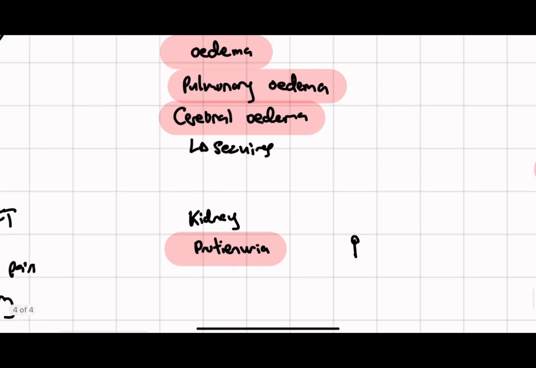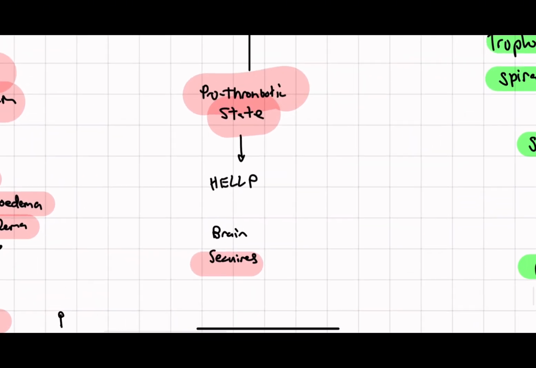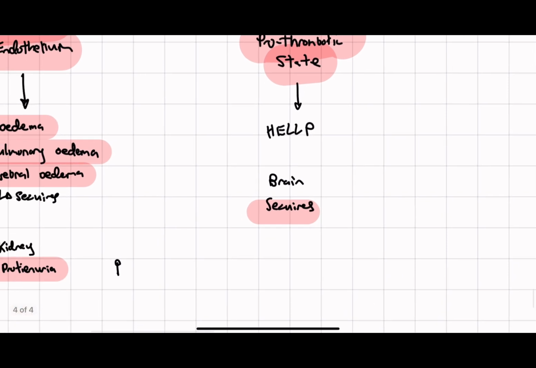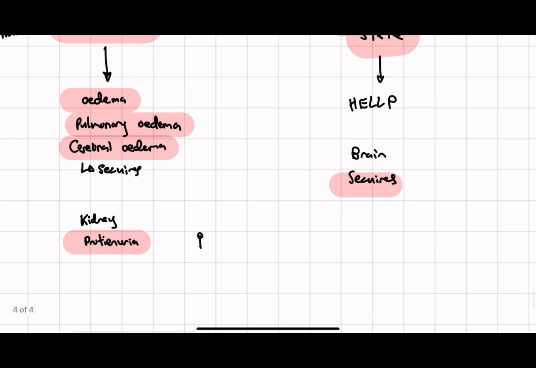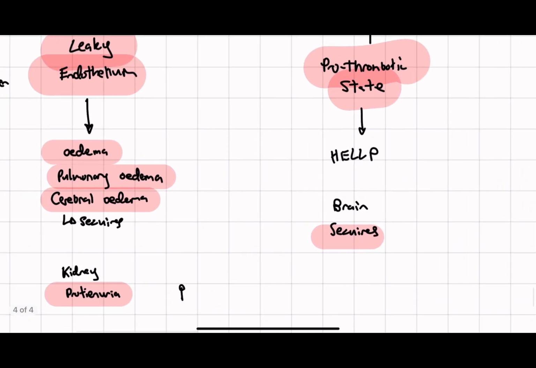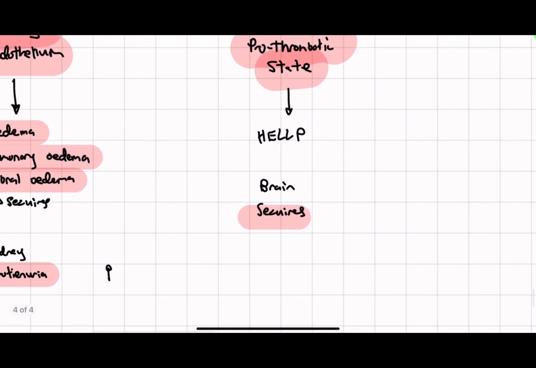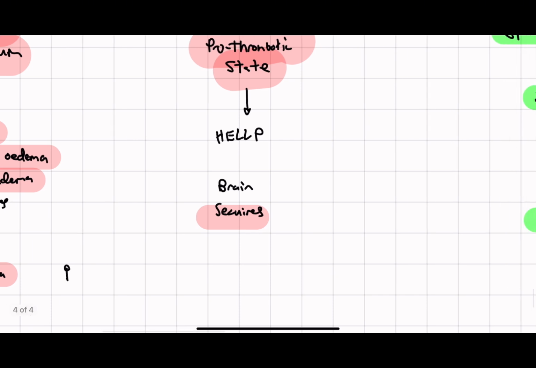And we discussed proteinuria in the kidney. The other thing is the prothrombotic state. It does cause brain seizures as well, alongside the leaky endothelium. My apologies, I cannot pronounce the word seizure, so we can just ignore the fact that I can't pronounce it. But it causes something called HELLP syndrome.